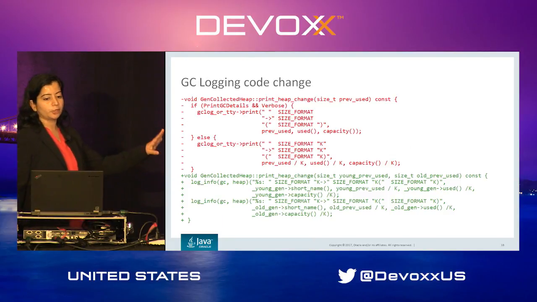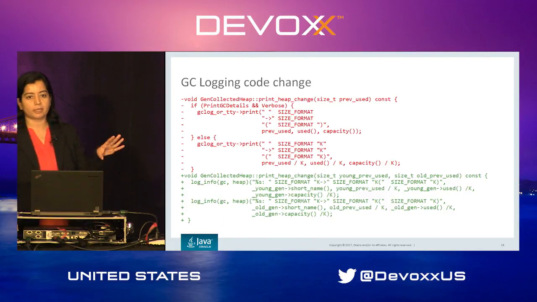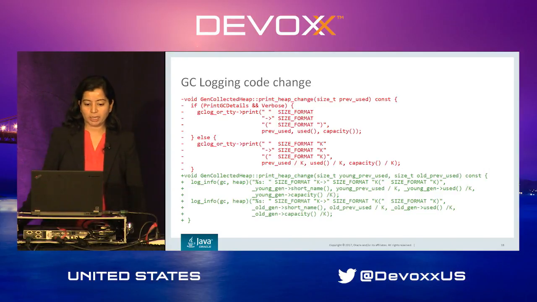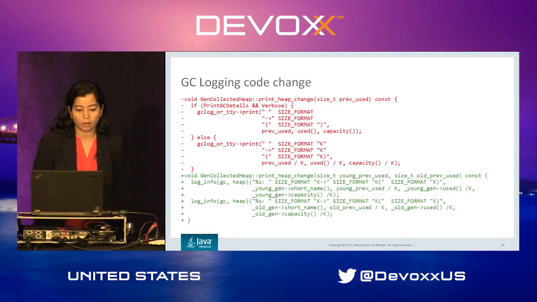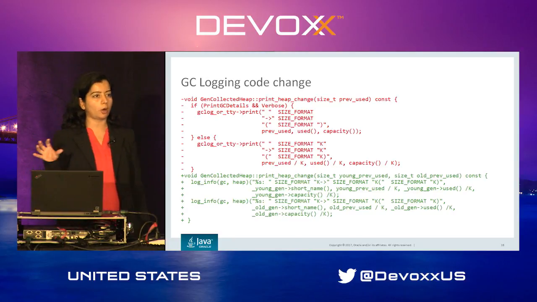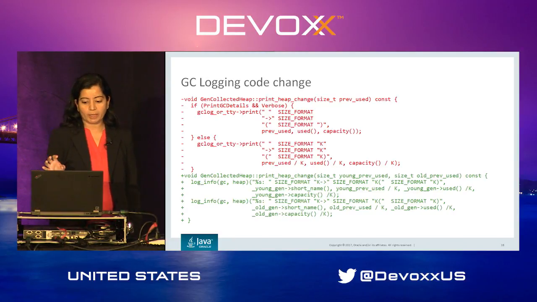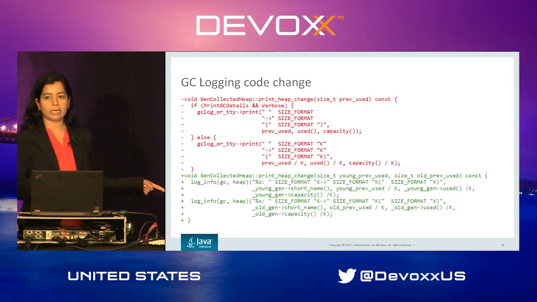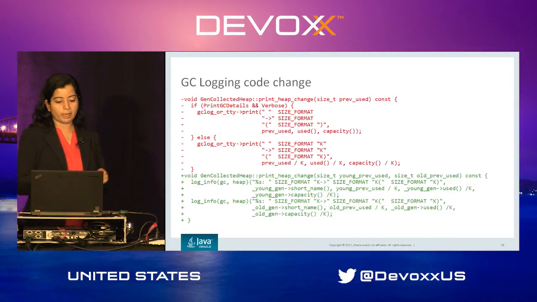Here's an example of a GC logging code change that went in as part of this re-implementation. If you see, earlier under PrintGCDetails we had gclog_or_tty, and it invoked function print to send the logging message either to a console or to a logging file. It has been replaced with the log_level macro, and that macro is implemented in the logging framework. So what does this macro do?